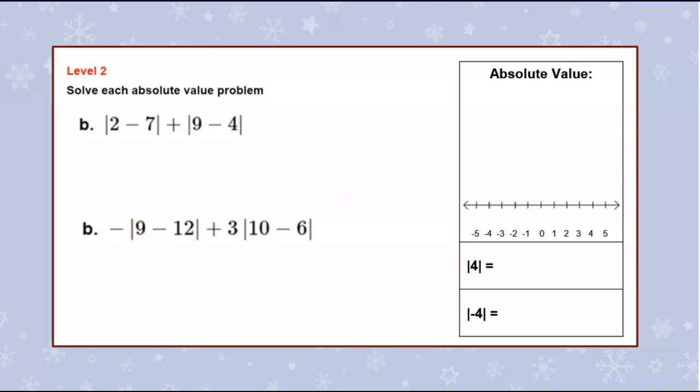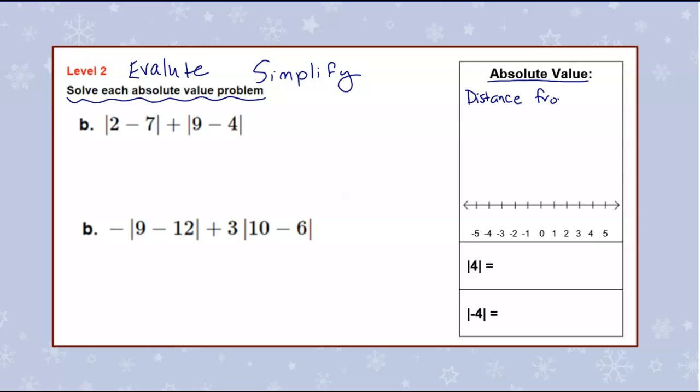Our last example is solving each absolute value problem, which also could be evaluate each absolute value problem or simplify. Now, first let's review what absolute value is. Absolute value is the distance away from zero. And we can have different types of directions, but distance is always, always, always positive.